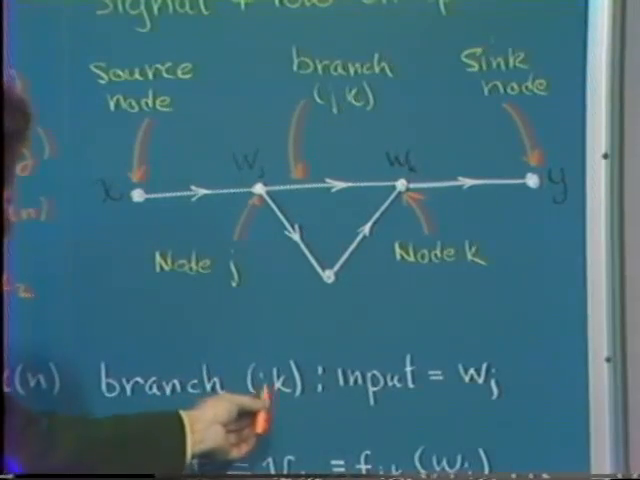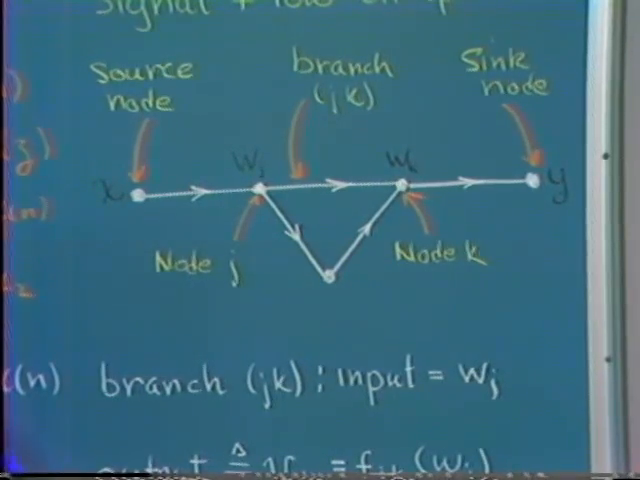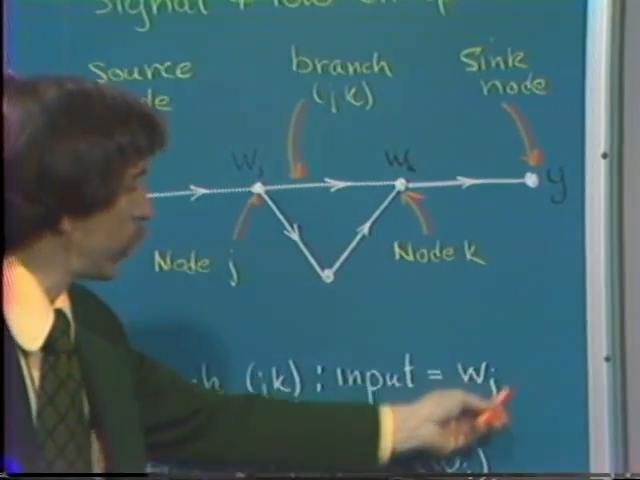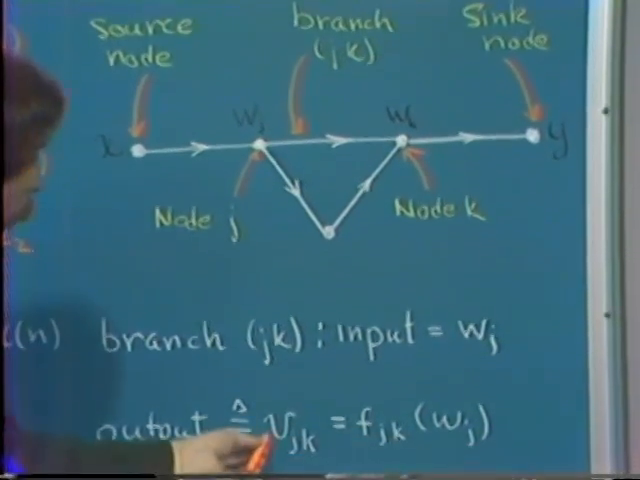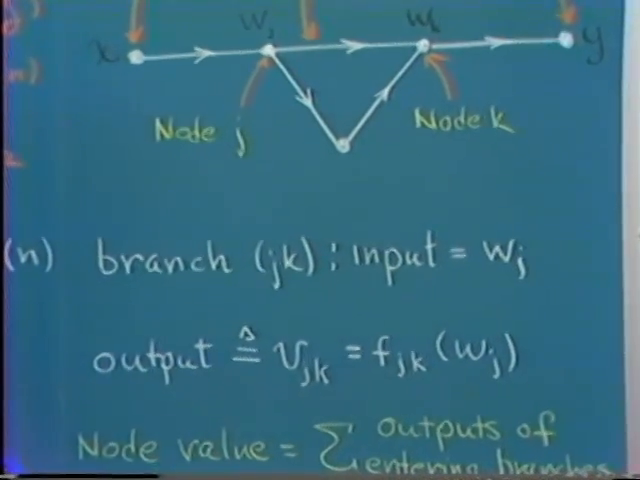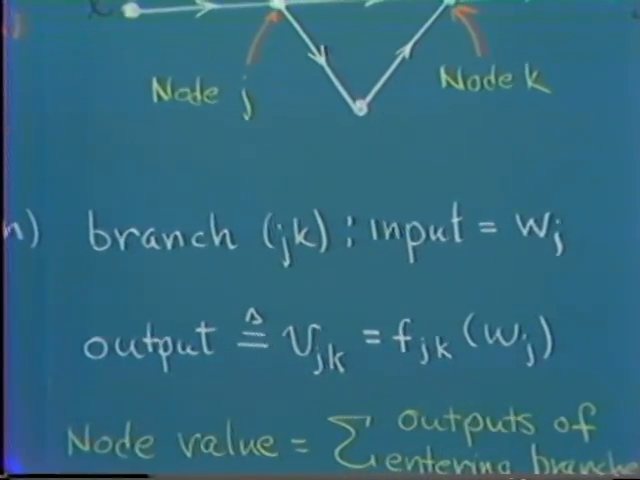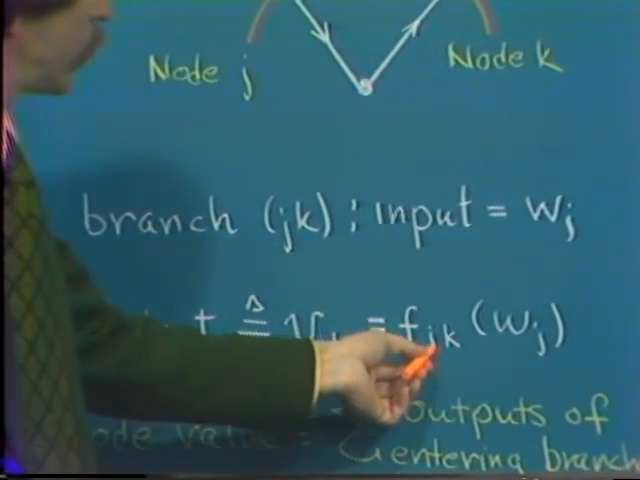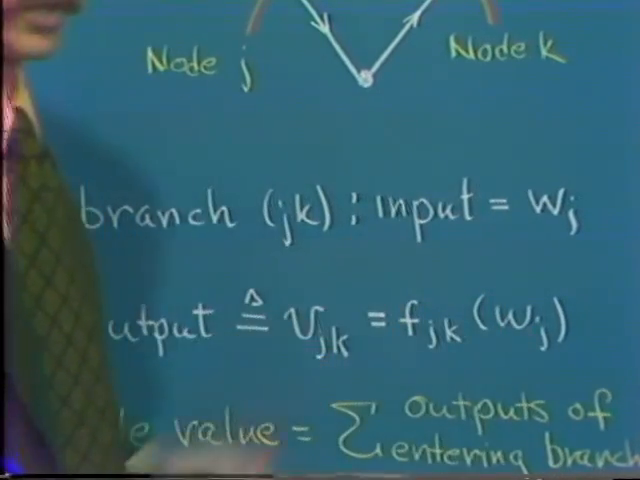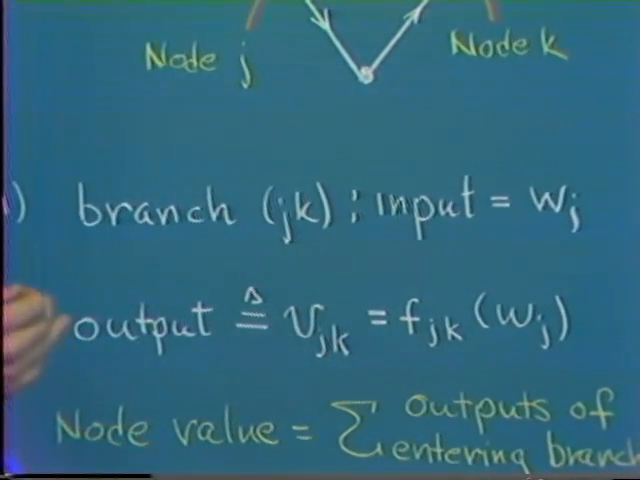A branch, the jkth branch, which originates at node j and terminates at node k, has as its input the variable of the node that it originates from. It also has an output. The output we will denote as V sub jk. That's the output of the jkth branch. And what it is, very simply, in the most general context, is some function of the input to the branch. So the output of a branch is some function of the input to the branch, where this function is different, of course, for different branches.